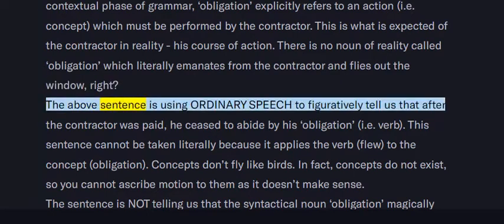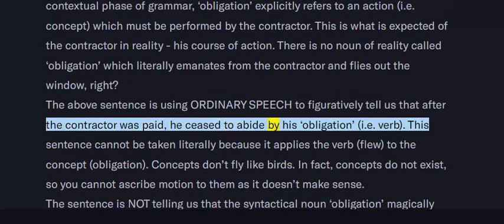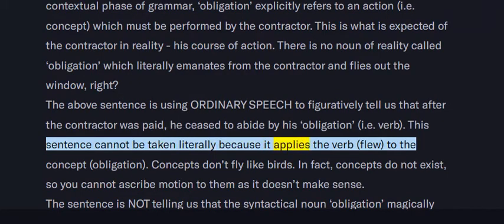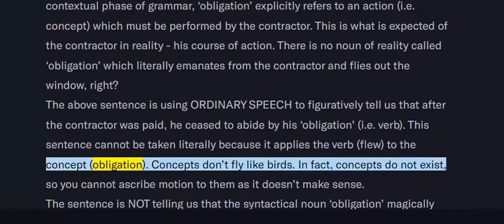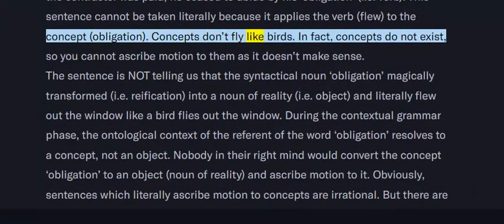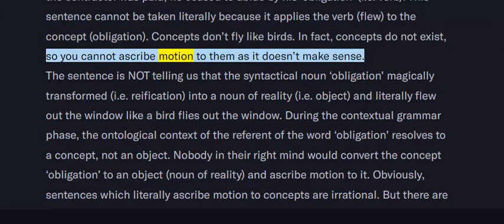The above sentence is using ordinary speech to figuratively tell us that after the contractor was paid, he ceased to abide by his obligation, i.e. verb. This sentence cannot be taken literally because it applies the verb, flew, to the concept, obligation. Concepts don't fly like birds. In fact, concepts do not exist, so you cannot ascribe motion to them as it doesn't make sense.